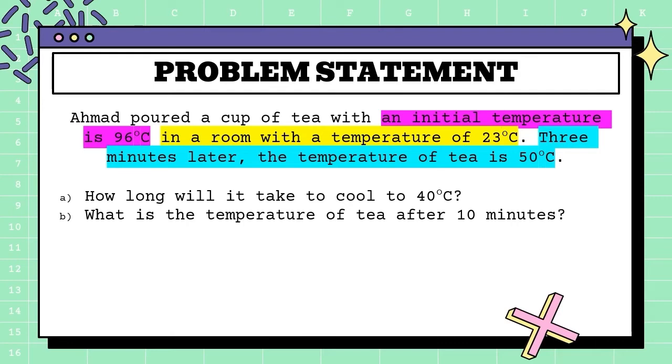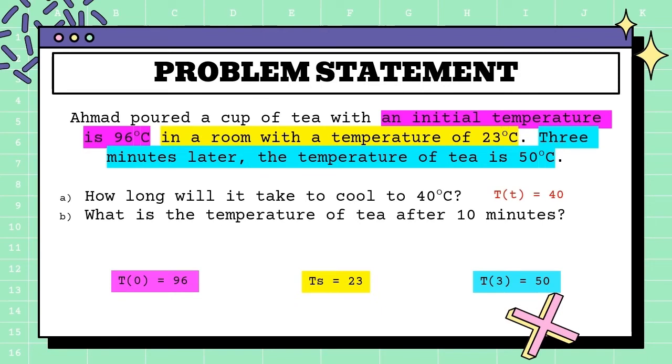From the sentence highlighted with purple color, we get the first information, where T0 equal to 96 for the initial value. From the sentence with yellow color, we get Ts equal to 23, where Ts is the ambient temperature, and from the sentence with turquoise color, T3 equal to 50, where 50 refers to the temperature of tea after 3 minutes. For question A, they want us to find the time for the tea to reach T(t) equal to 40. For question B, they want us to find the temperature of tea after 10 minutes, which is T10. After we get these 3 items, we can proceed to the calculations.